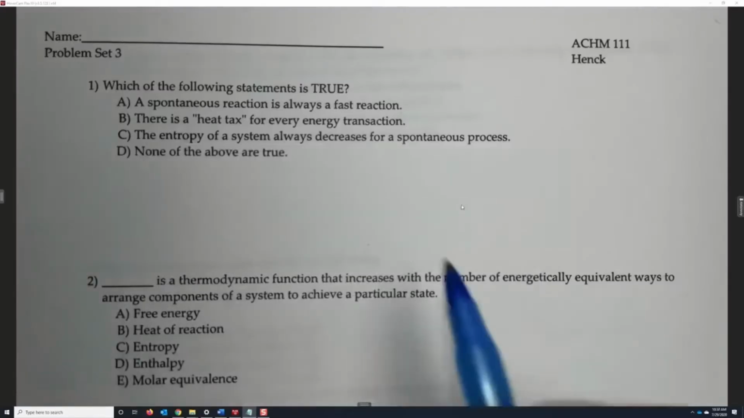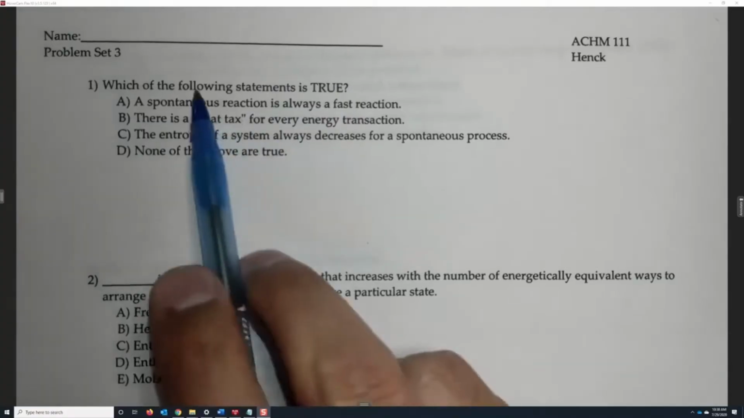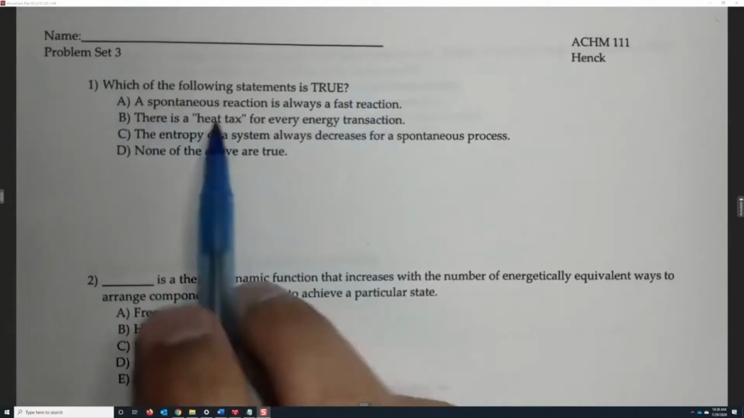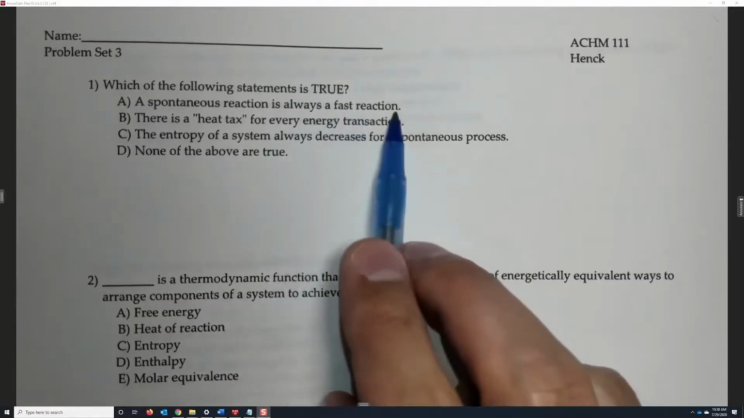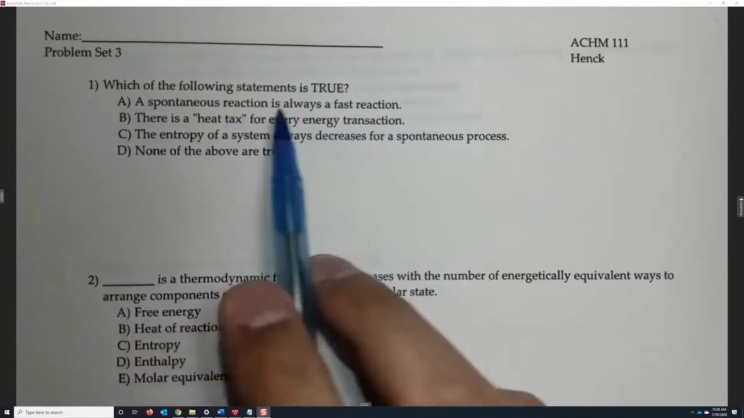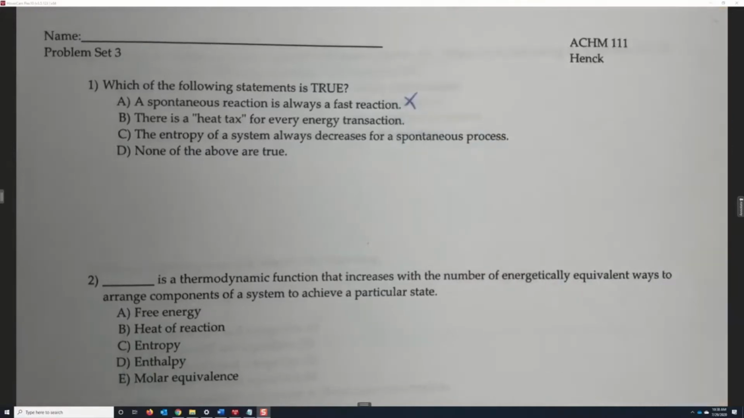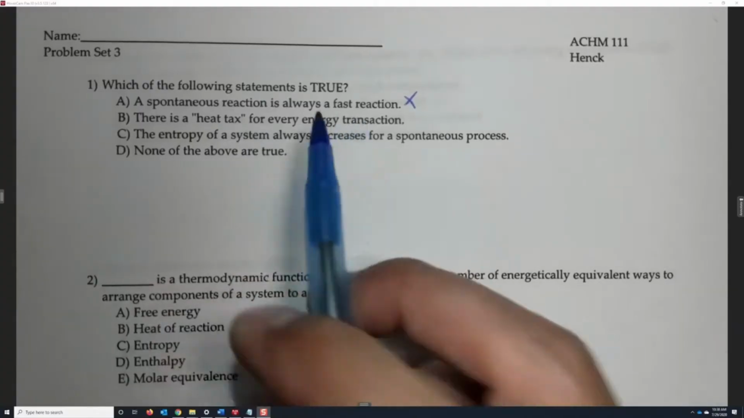It says, which of the following statements is true? It says a spontaneous reaction is always a fast reaction. This is definitely not true. Spontaneity, or delta G, doesn't tell us anything about the kinetics or the rate of the reaction. So a spontaneous reaction can be fast or it can be slow.